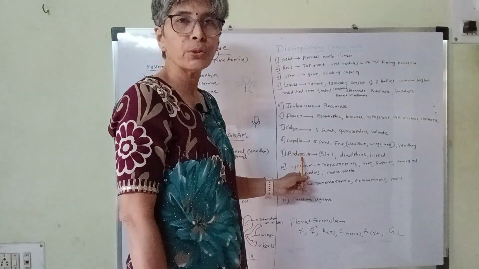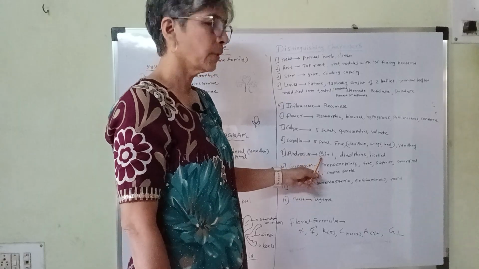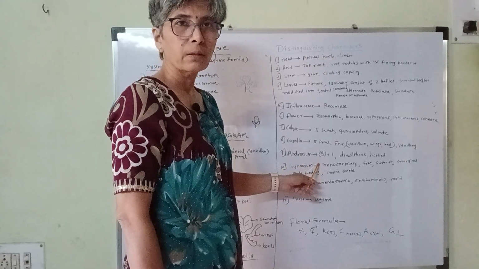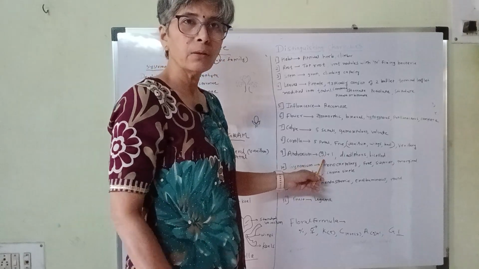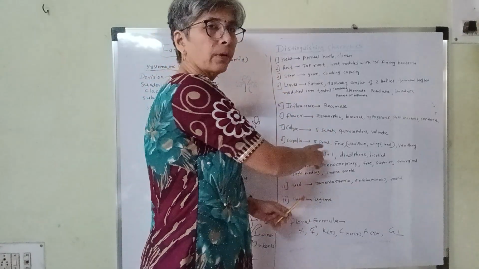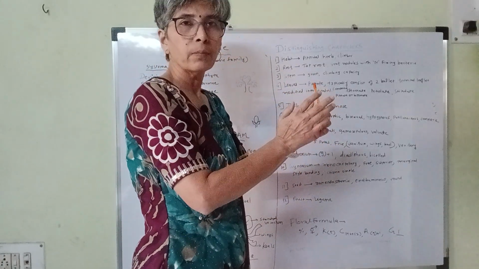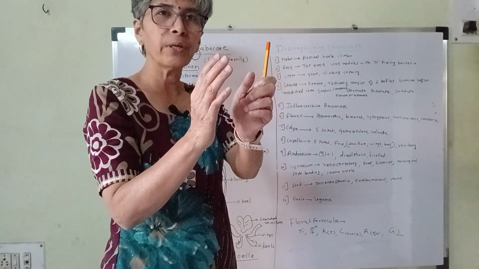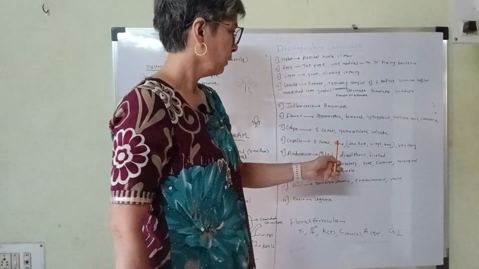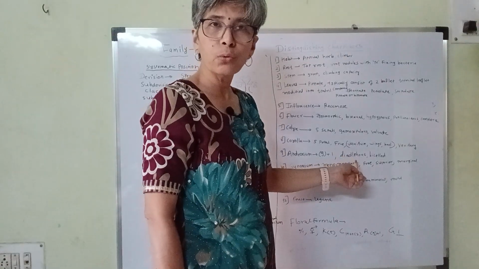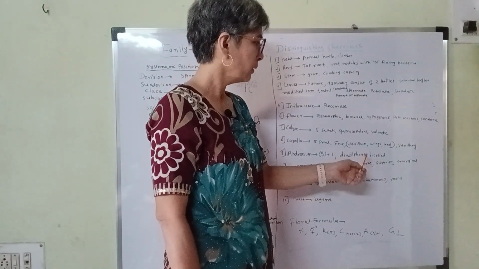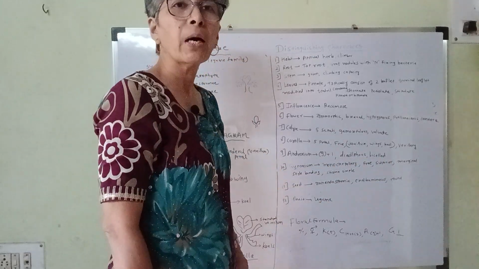Then androecium. Stamens are diadelphous. They are present in two groups. 9 stamens in one group, they are united and one is free. Okay. This condition is known as diadelphous stamens. Stamens are bisexual.